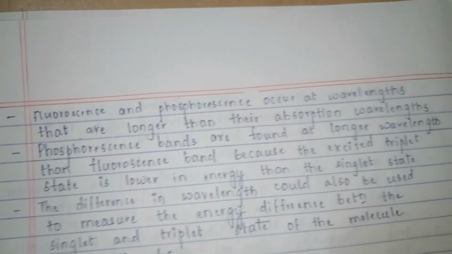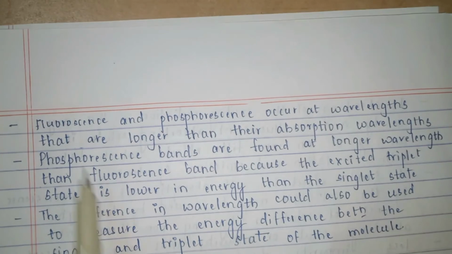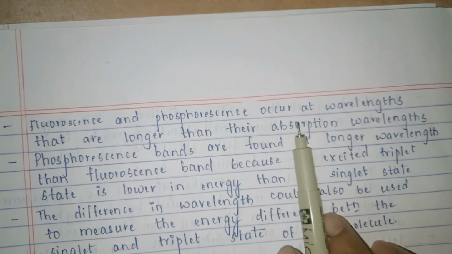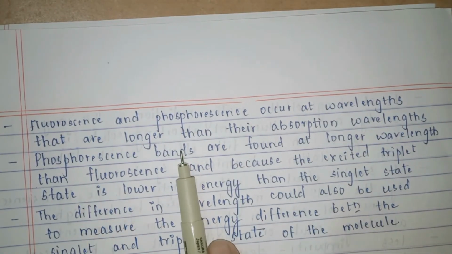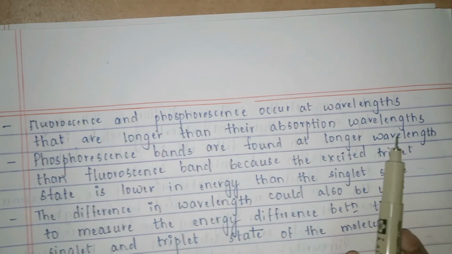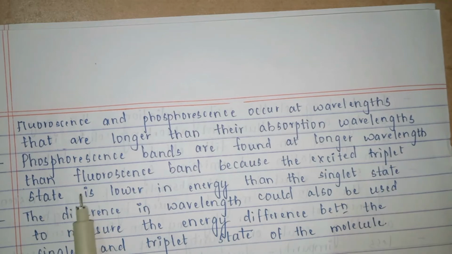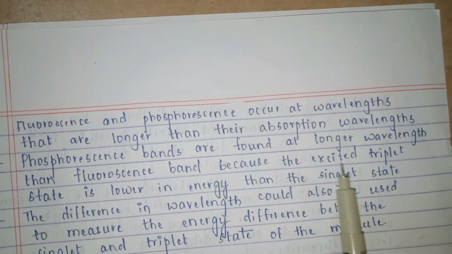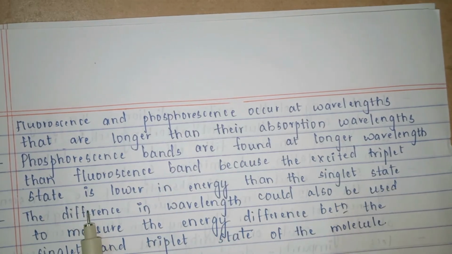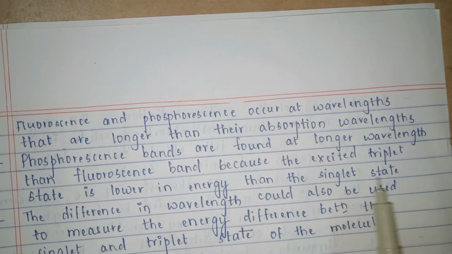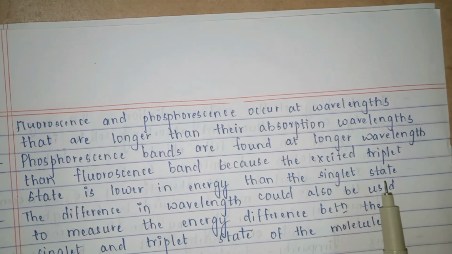So that is what is given in these particular statements. Fluorescence and phosphorescence occur at wavelengths that are longer than their absorption wavelengths. Phosphorescence bands are found at a longer wavelength than fluorescence bands because the excited triplet state is lower in energy than the singlet state. That is due to what? It is due to intersystem crossing, where a singlet state is getting converted to a triplet state.